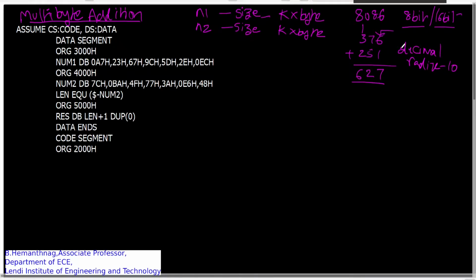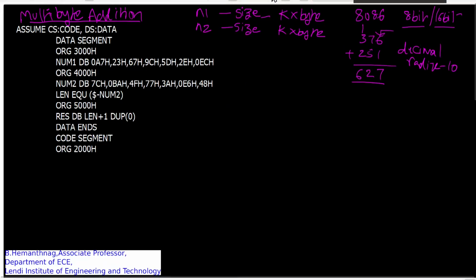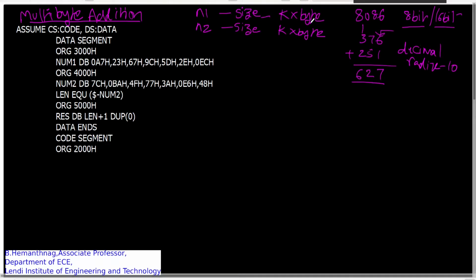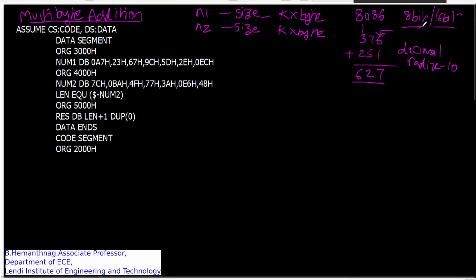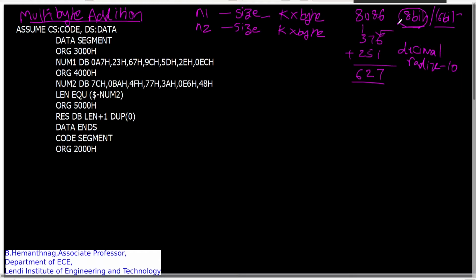In a similar fashion, I can go on with hexadecimal numbers or binary numbers which are greater than 8 or 16 bits using 8086. Here the size of the numbers is a multiple of bytes, because I am choosing 8-bit as the repeated size of addition.